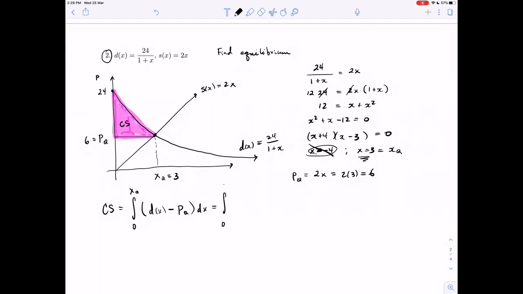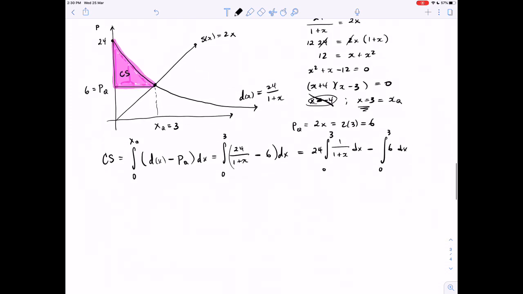So from 0 to 3, our demand curve is 24 over 1 plus x minus our equilibrium price is 6 dx, and so we can split this up into two integrals. So 24 times the integral from 0 to 3 of 1 over 1 plus x dx minus the integral from 0 to 3 of 6 dx. The second one is going to be very easy. The first one is not difficult at all.